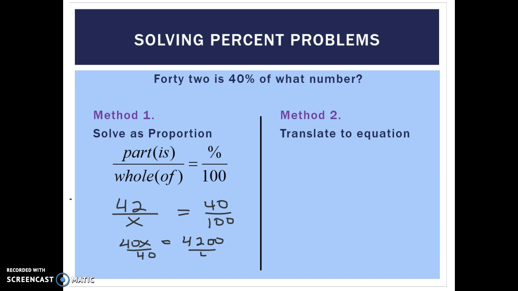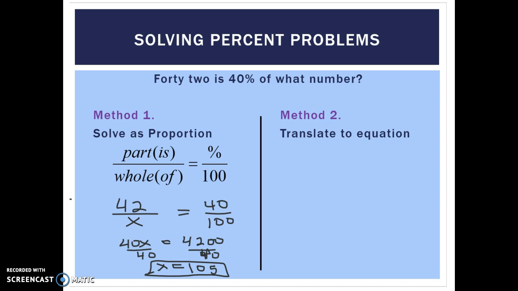Dividing both sides by 40, we end up with 105 as our value. And just to check to see if that makes sense, if we divide 42 by 105, so putting 105 in for x, 42 divided by 105, we get 0.4. Checking over here, 40 divided by 100, we also got 0.4. So this one checked out.